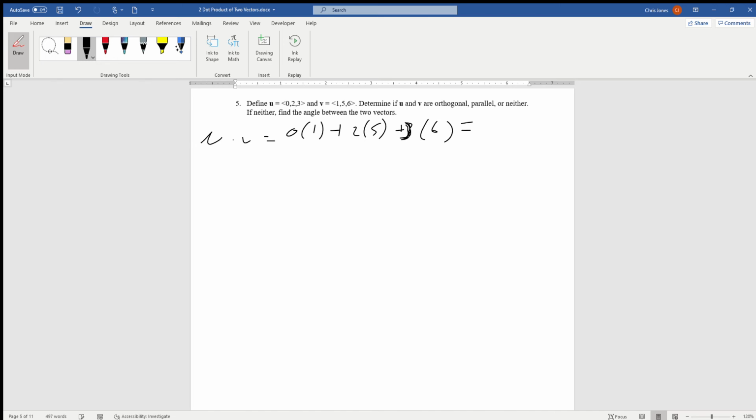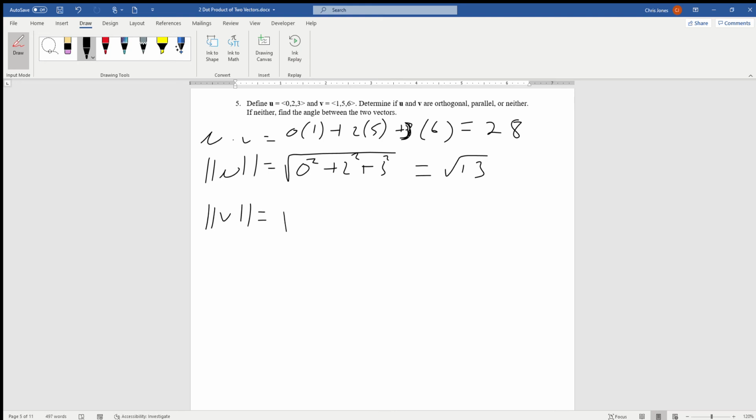That's a 3, not a 3i, as it might have looked. Or that's going to be 10 and 18, which is 28. Alright, so we still have a little bit of work to do. Magnitude of u is going to be equal to the square root of 0 squared plus 2 squared plus 3 squared. So that's going to be square root of 13.